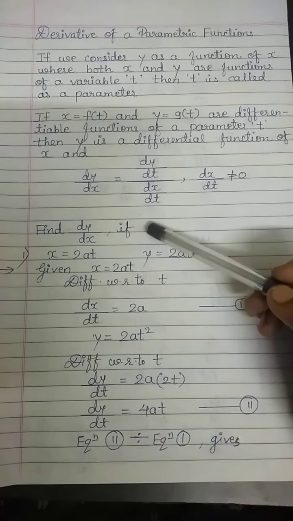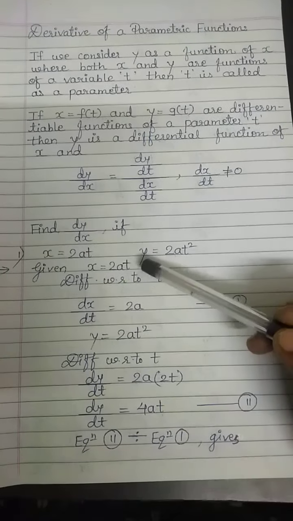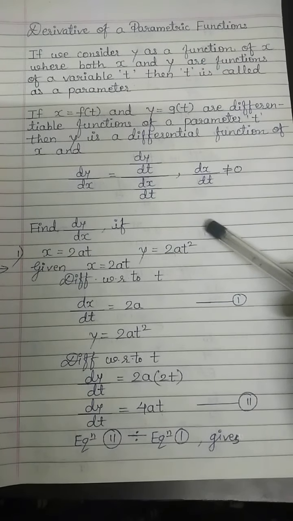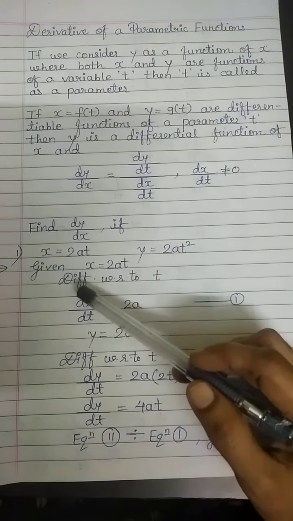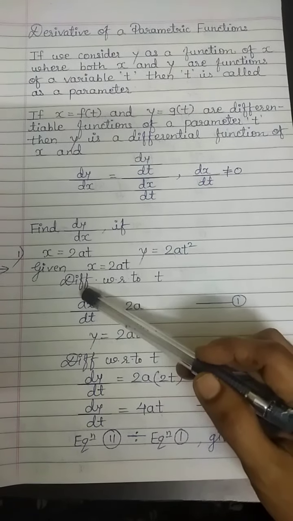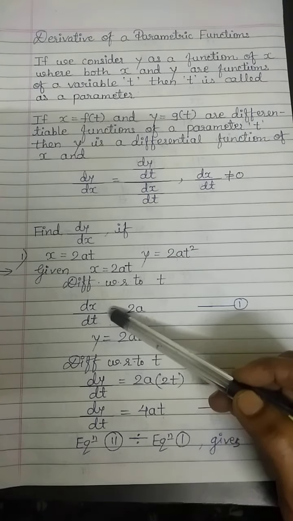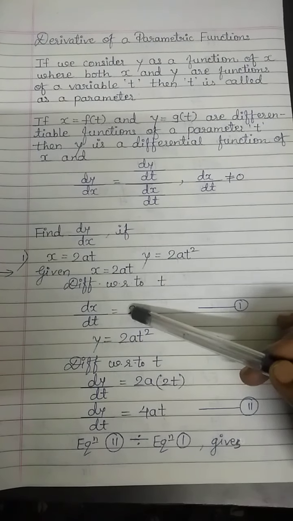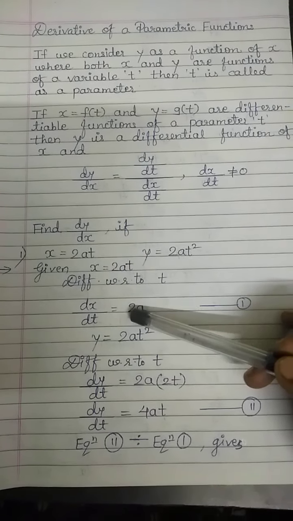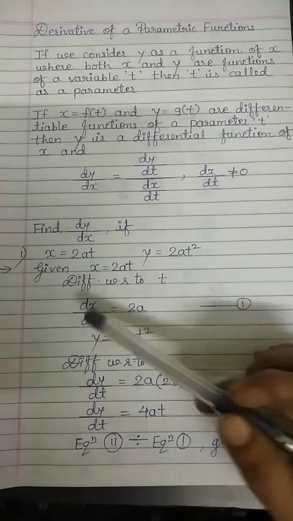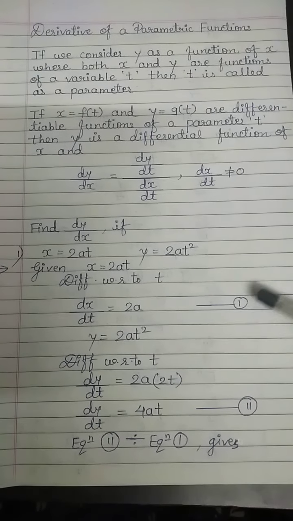Find dy by dx if, first one, x is equal to 2at and y is equal to 2at square. So as given, x is equal to 2at, here the parameter is t, so differentiating with respect to t, dx by dt is equal to 2a, constant as it is, into derivative of t which is 1, that is only 2a. So dx by dt is equal to 2a. We call this equation number 1.